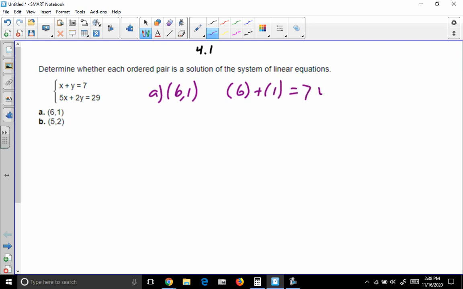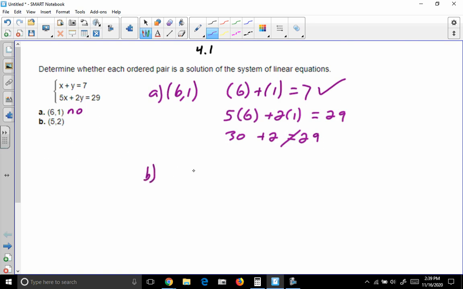Well, 6 plus 1 is 7, so it works for the first equation, but that still doesn't mean it's a solution. It's a solution for that equation, but not necessarily the whole system. So we take the second equation, replace x and replace y, and see if this works. 5 times 6 is 30. 2 times 1 is 2, and 30 plus 2 is not 29. So that means that is not a solution to this system. It's only a solution to one of the equations, not both.